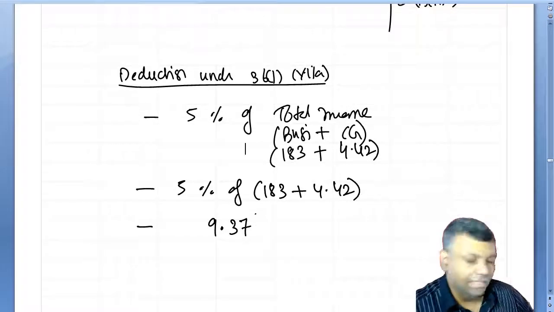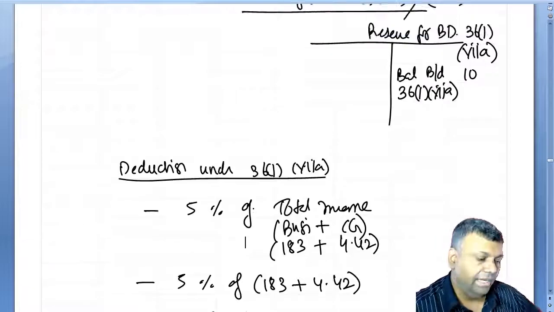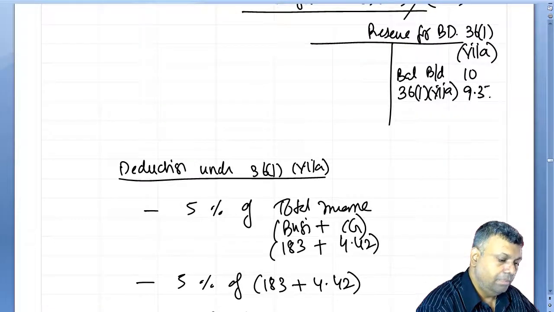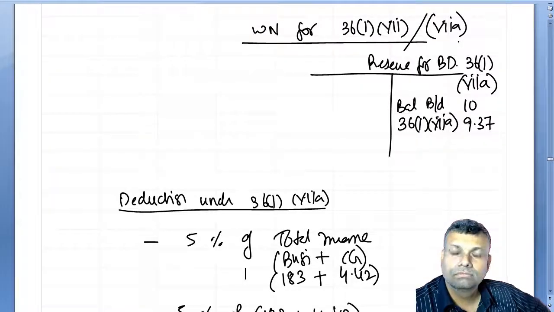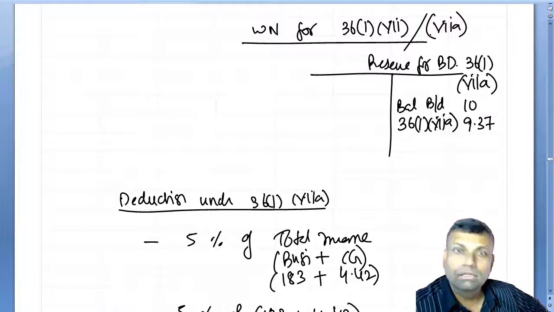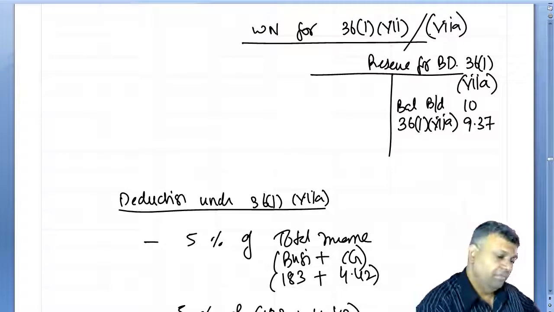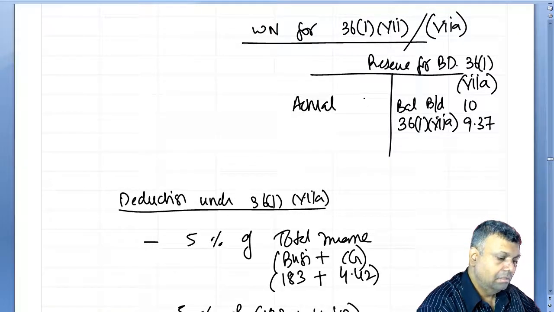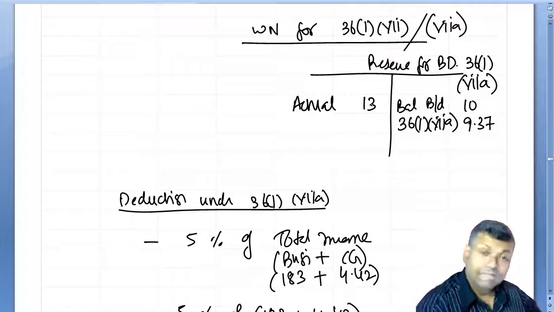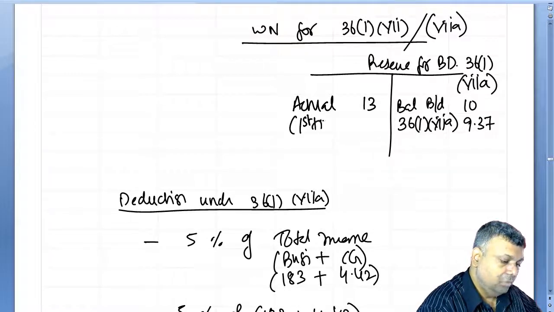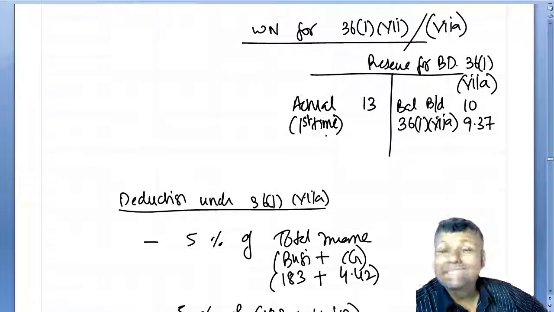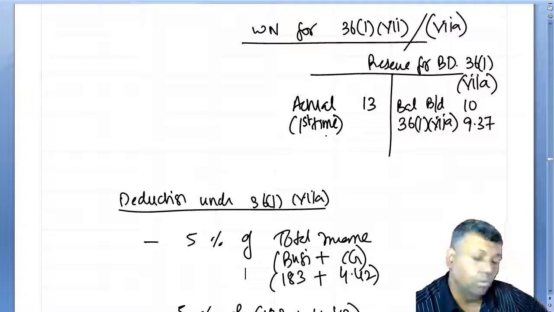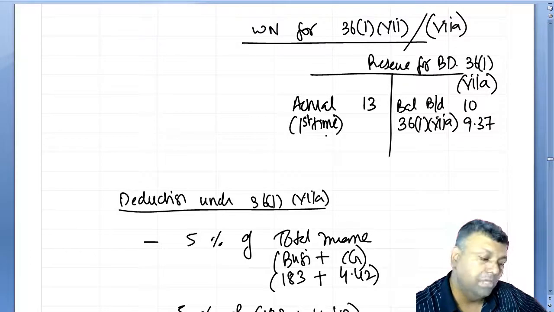9.37. This is your reserve creation. So this is your 9.37 current year reserve creation. So total reserve deduction amounts to 10.10 plus 9.37. And how much is the actual? The actual is 13. And this actual for the first time you have. And this statement of first time is very important in the question. Only then you can assume and accept that the opening balance is 10.